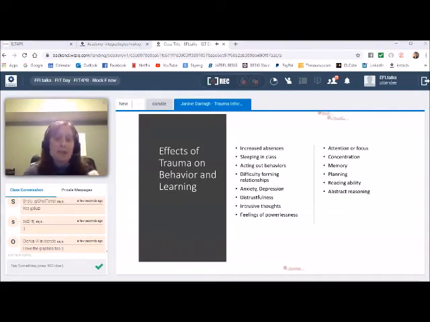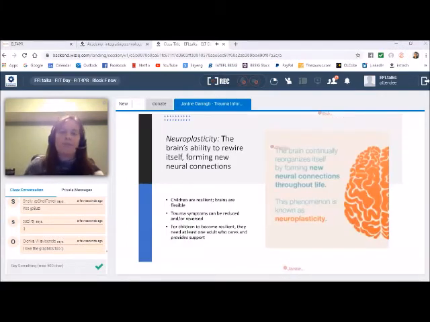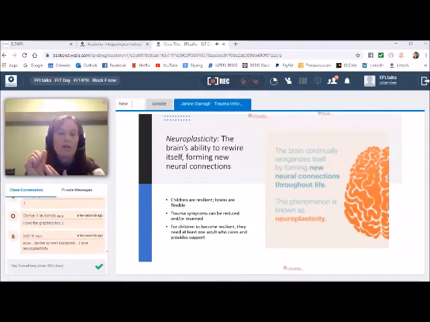So some of the effects of trauma on behavior and learning, what we might see is students acting out. They might have trouble with memory or reading ability, planning, attention, or focus. But the good news is, because at this point this has seemed really depressing, the good news is that there's this awesome thing called neuroplasticity, which is the brain's ability to rewire itself. So if we think of those stairs that are flooded with our stress hormone, the brain can actually form new ladders to get to that upstairs brain.